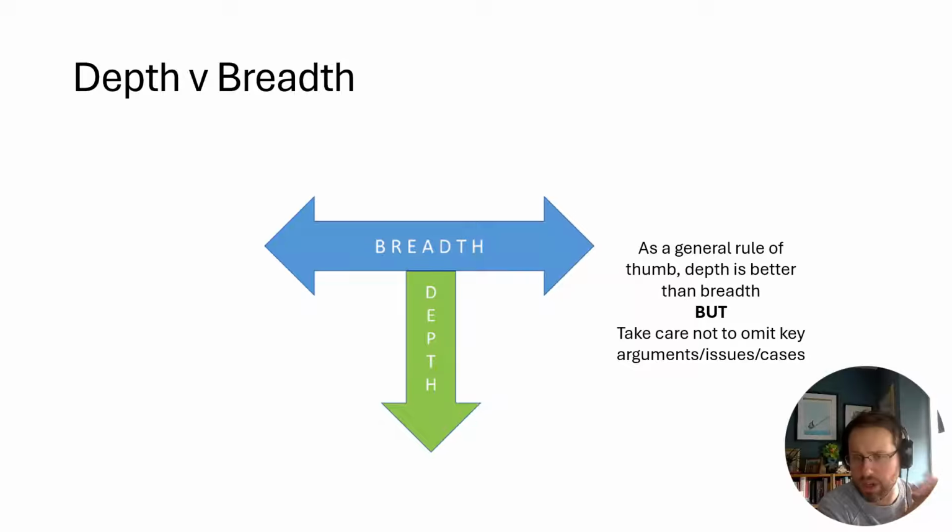But make sure when you're narrowing and focusing that you're not ignoring key arguments, key cases and key issues. So again, think back to that filter question: is this necessary to make my argument stand? If I exclude it, does it look like I'm ignoring a key weakness in my argument? So it's a question of balance between the two, really. But in general, I think depth is better than breadth.